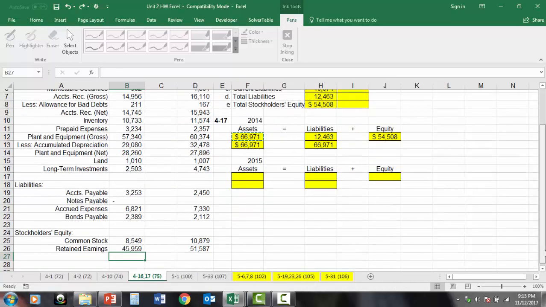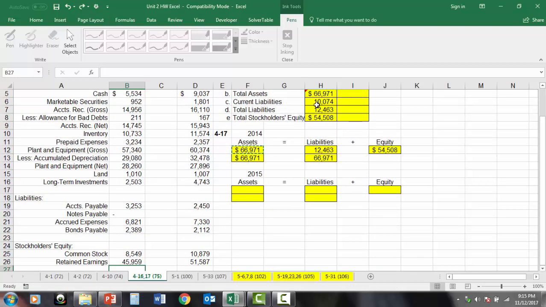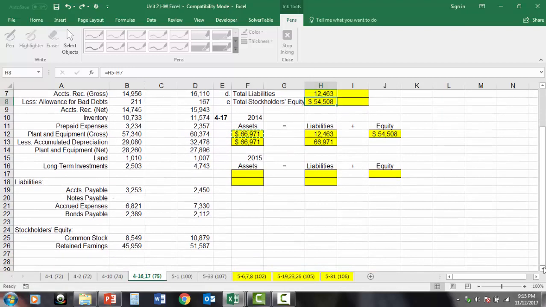Oh, and I just noticed something now. Their equity consists of stock and retained earnings. Now, I derived the value of equity from the balance sheet equation, but we can go down and just kind of triple check this. Let's add up the total equity. I'm just going to hit Alt equals, which sums right above. 54,508, that's what we got, 54,508. So we are definitely on the right track there.